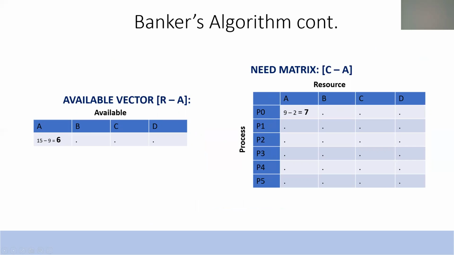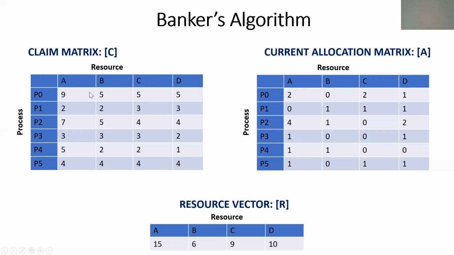Finally, the need matrix. This shows the process's claim for each resource minus its current allocation for that resource. So for instance, process 0 needs 7 instances of resource A, since it requires 9 and is currently allocated 2. 9 minus 2 equals 7.